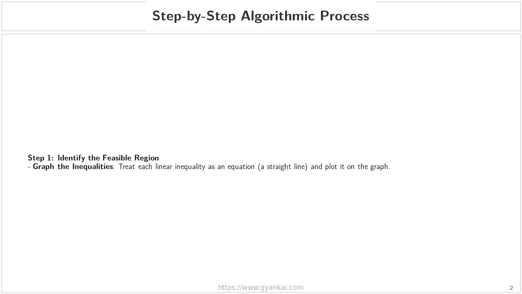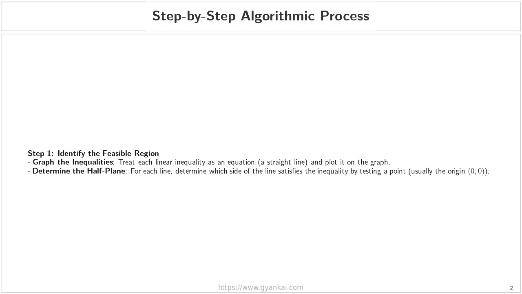First, you need to graph the inequalities. A helpful trick here is to treat each inequality as if it were an equation, which gives you a straight line to plot on your Cartesian plane. Once the lines are drawn, you need to determine the half-plane, or which side of the line to shade. A reliable way to do this is by testing a point, usually the origin (0, 0). If the origin satisfies the inequality, you shade towards it. If not, you shade the other side.